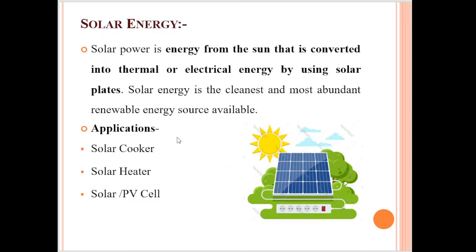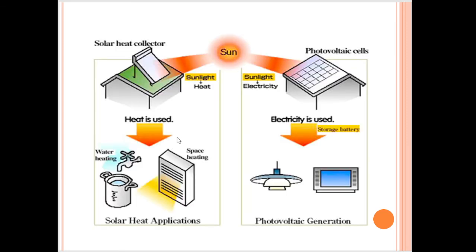First source of renewable energy is solar energy. Solar power is energy obtained from sun that is converted into thermal or electrical energy. Solar energy is the cleanest and most abundant renewable energy source available. The applications of solar energy are solar cooker, solar heater, solar or PV cell. The diagram shows applications of solar energy.